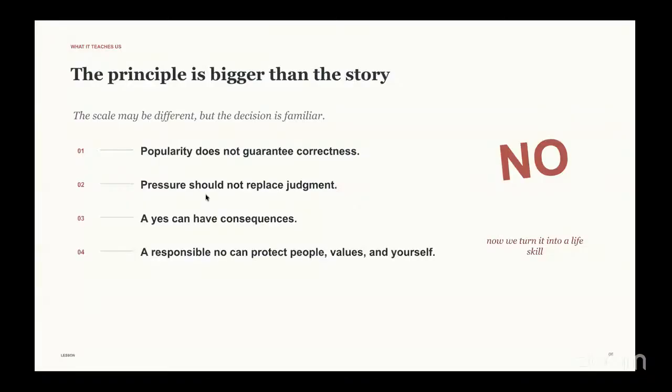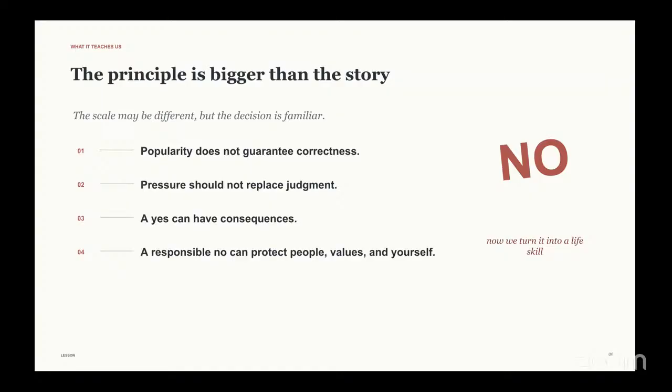So if we remove the historical context for a moment, what does this story actually teach us? First of all, popularity does not guarantee correctness. Second, pressure should never replace our own judgment. Third, saying yes also has consequences. We often think about the consequences of saying no or refusing something, but we don't usually ask ourselves what happens if I do agree. And finally, a responsible no can protect people, our values, and ourselves.